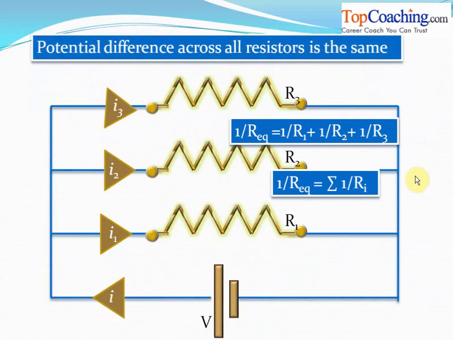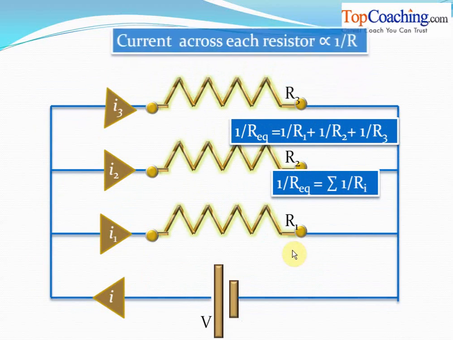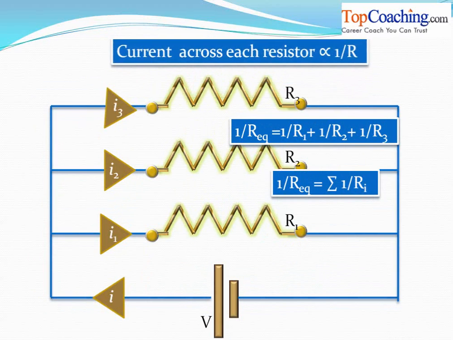One fascinating fact which I had already told you a short while ago is that the potential difference across all resistors is the same in case of parallel connections. As you can see, the potential difference across R1, R2 and R3 is V because all the resistors are connected to the battery.